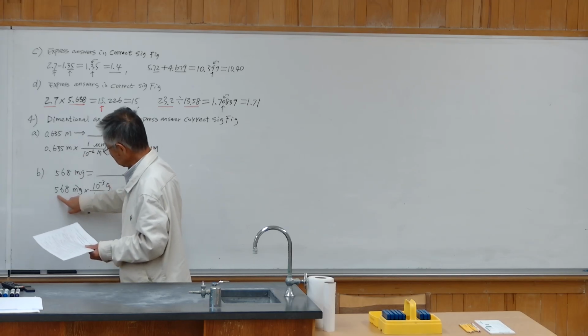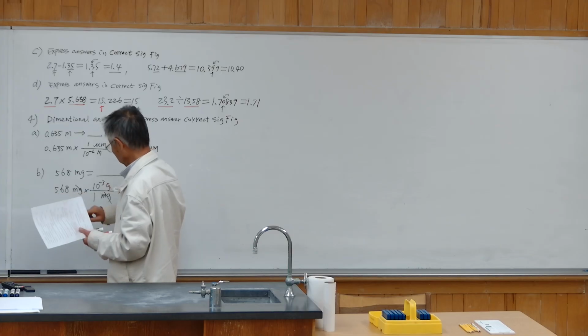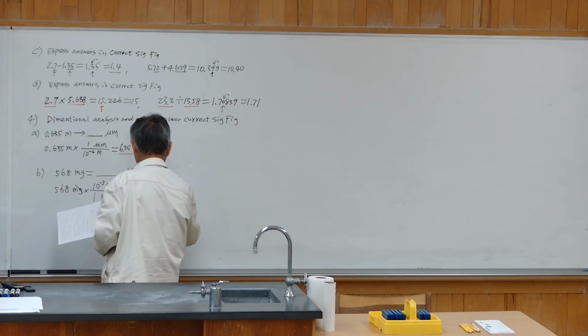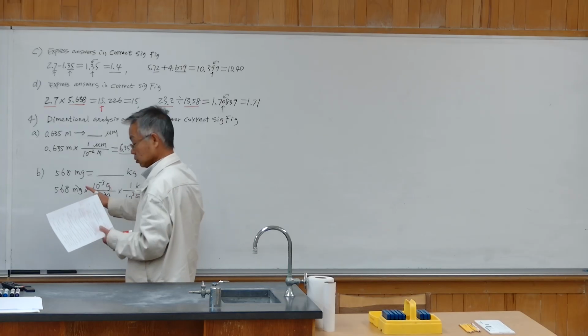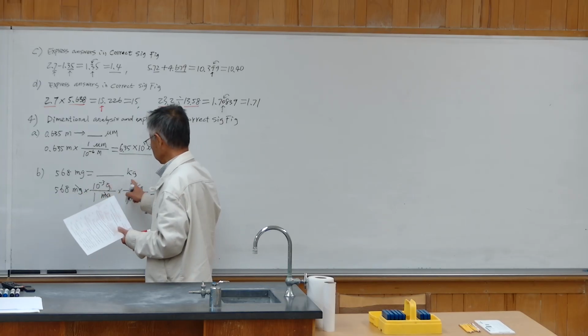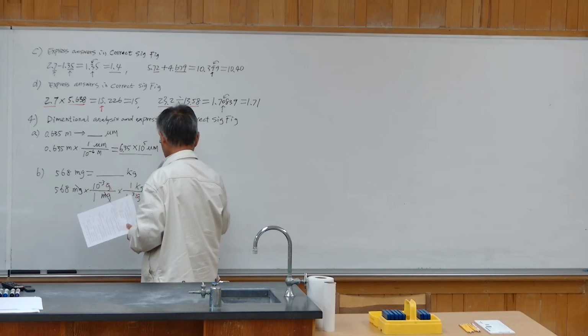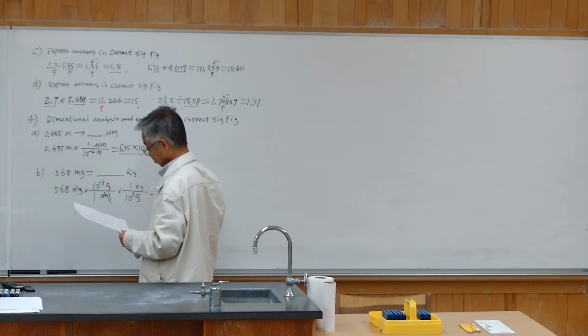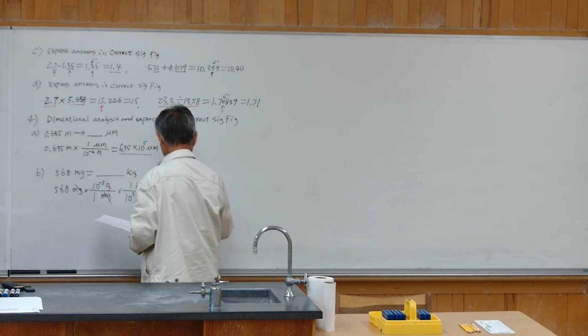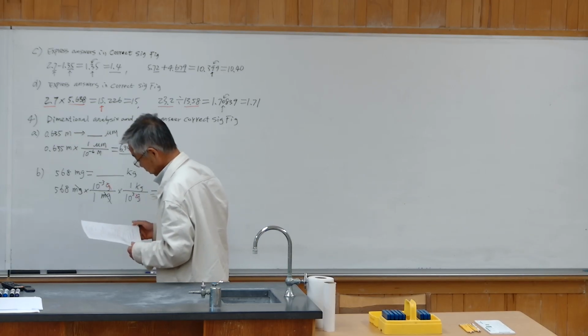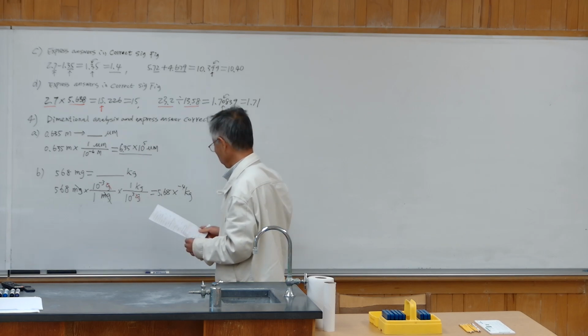Negative 6, then we can move 2 decimal places, and it becomes 5.68. Then you have 10 to the 2 together with 10 to the negative 6, giving 10 to the negative 4. So this is the answer: 5.68 times 10 to the negative 4th power.